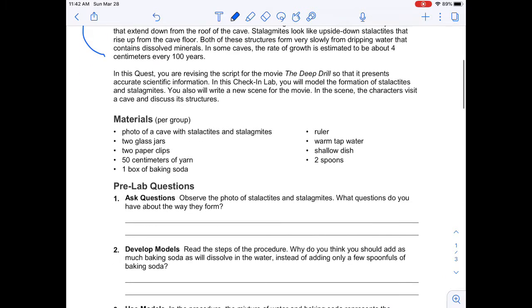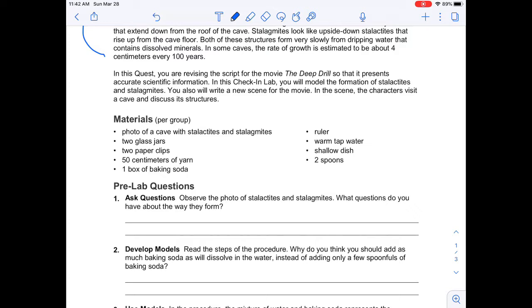Alright, so the materials for this lab are shown right here. We're going to be doing this in class as a demonstration. Each hour will have their own demonstration stalactite set up and growing, and we're going to be observing that each day.